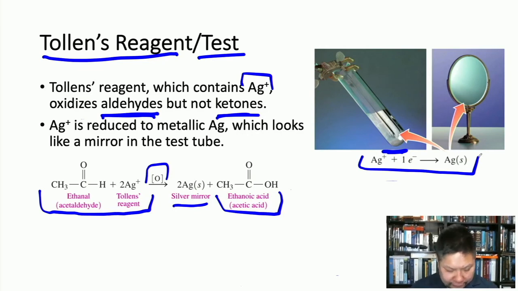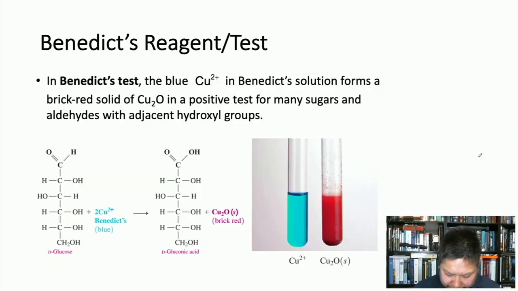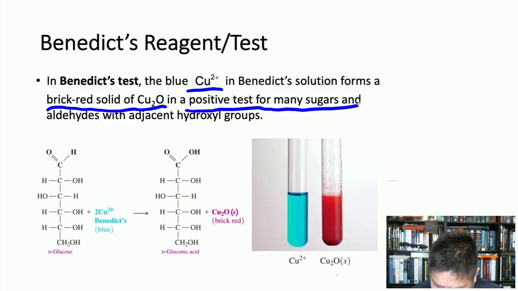Another aldehyde ketone test, right? Is the Benedict's test. So in Benedict's test, there's copper. The Benedict's reagent has copper ions, and it forms a brick red solid, copper oxide, as a positive test for many sugars, right? As a positive test for many sugars.